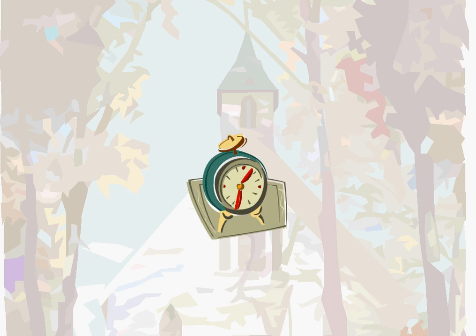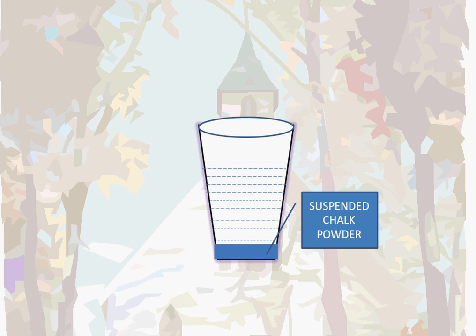Now, if we allow the suspension to stand undisturbed for some time, then the chalk particles gradually separate out from the water and settle down at the bottom of the glass, or you can say container or beaker. So here you can see at the bottom of the glass there is suspended chalk powder.